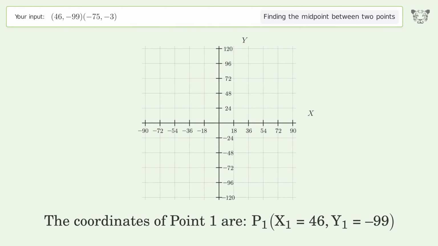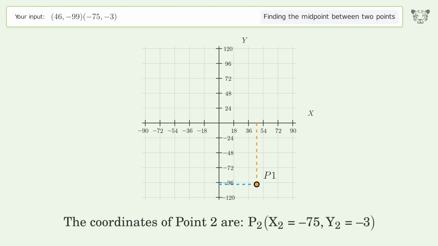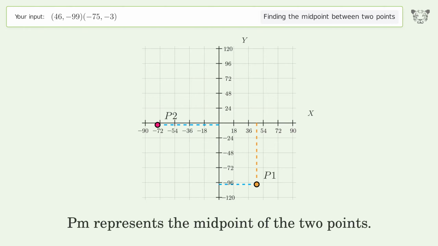The coordinates of point 1 are, x1 equals 46, y1 equals -99. The coordinates of point 2 are, x2 equals -75, y2 equals -3. PM represents the midpoint of the 2 points.